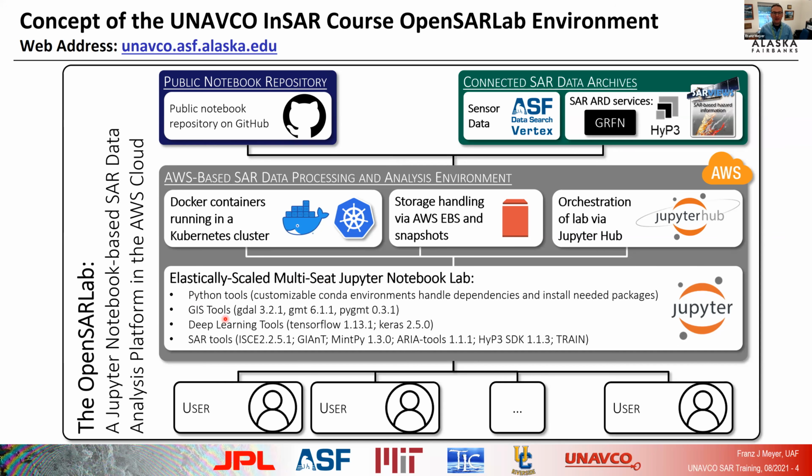As we said, it contains Python tools, GIS tools. It has some SAR tools on it that you need for this class. All of the background, if you're more technically inclined, is orchestrated using a variety of things. The orchestration of the lab is done via JupyterHub. The storage handling is via AWS EBS volumes and snapshots, if that's something that means anything to you. And we have Docker containers and Kubernetes clusters to manage the instantiation of different machines.